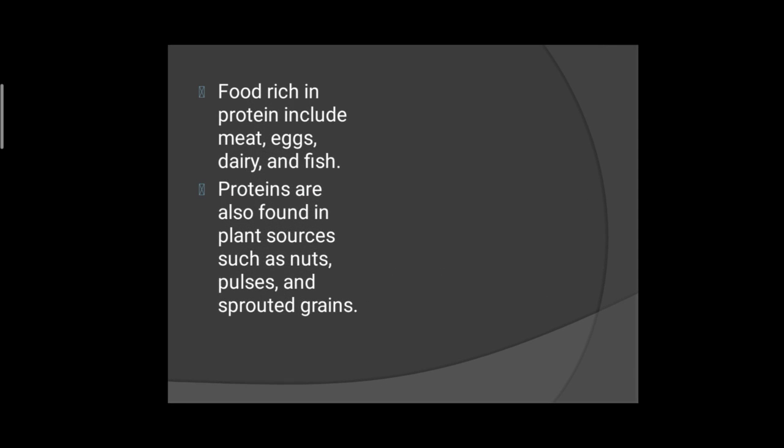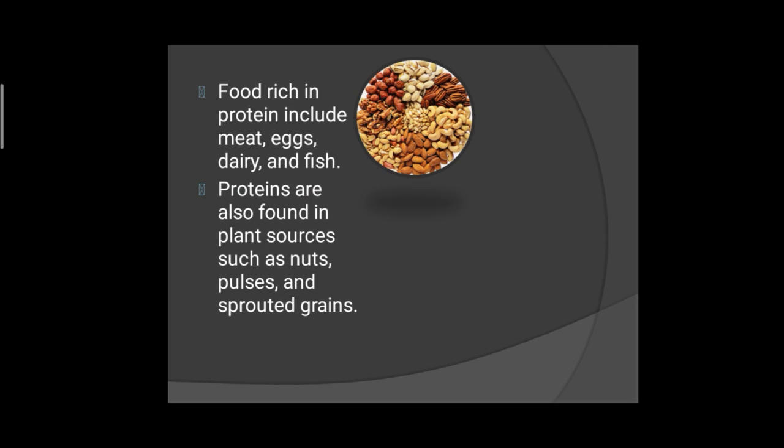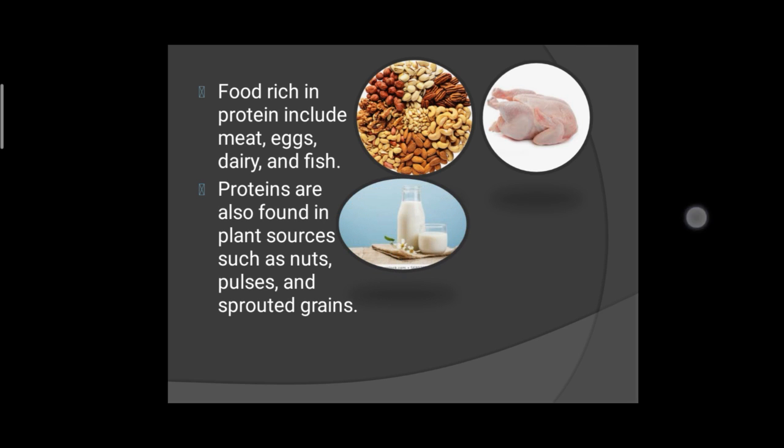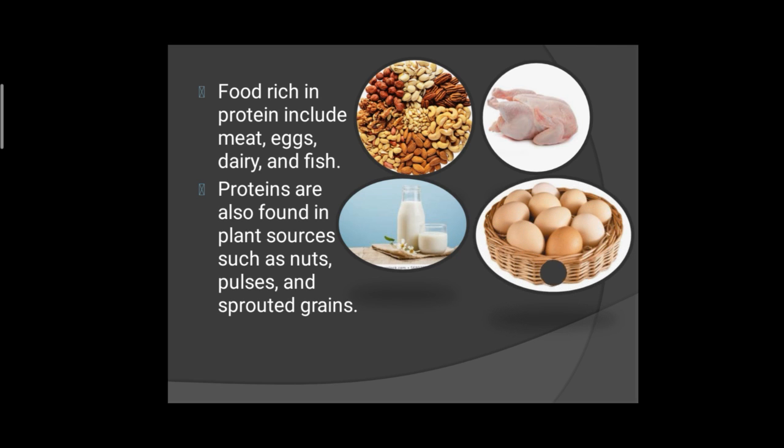They include meat. What's the first one? Meat. Then egg. I won't suggest you take meat every day, maybe once in a week or once in a month. Then egg, then dairy. Milk also contains protein. The last one is fish.